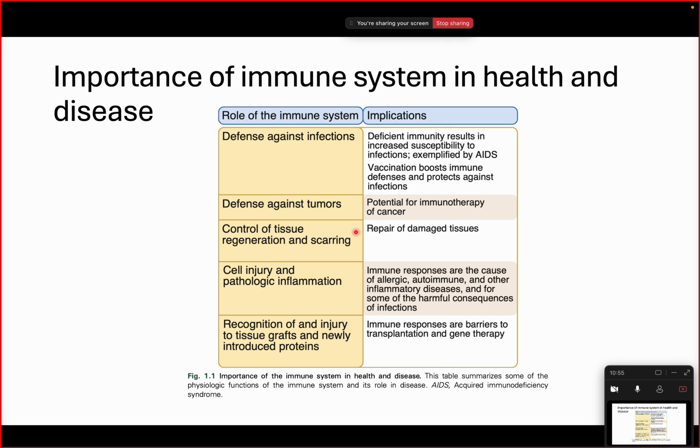Cell injury and pathogenic inflammation. Immune responses are the cause of allergic, autoimmune, and other inflammatory diseases, and for some of the harmful consequences in infections. Recognition of the injury to tissue grafts and newly introduced proteins. That is, immune responses are barrier to transplantation and gene therapy.